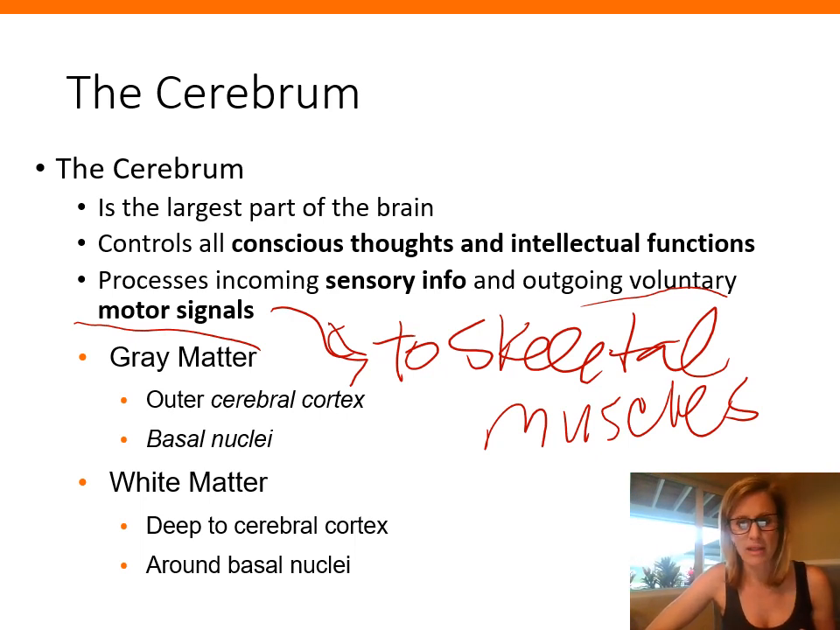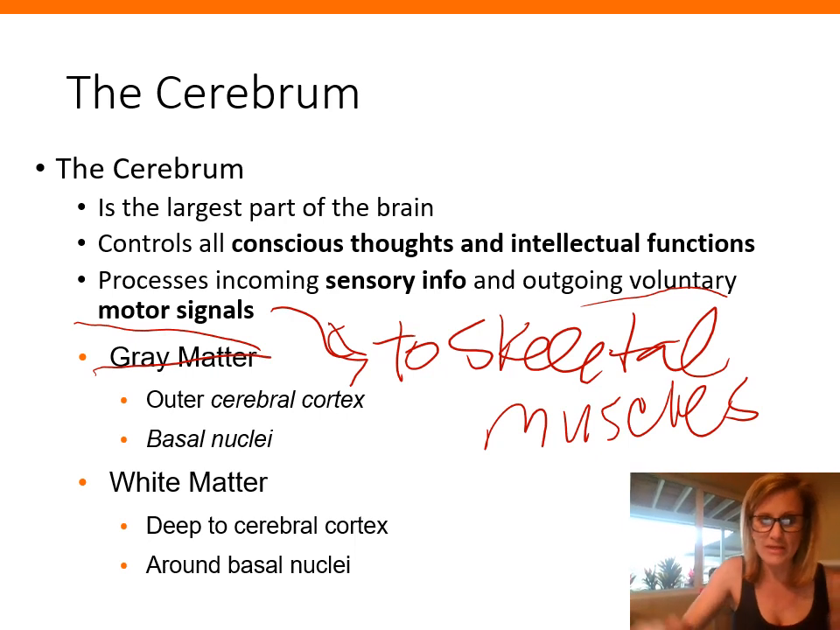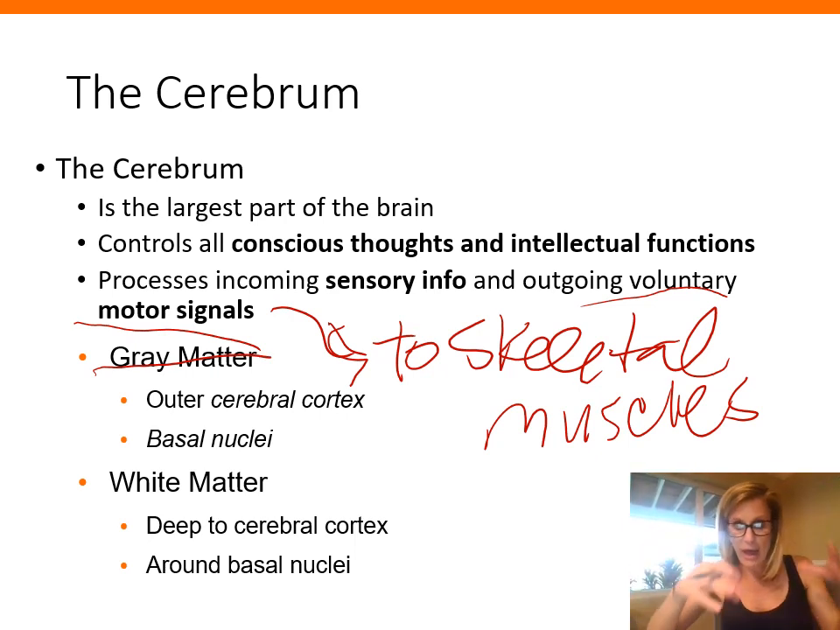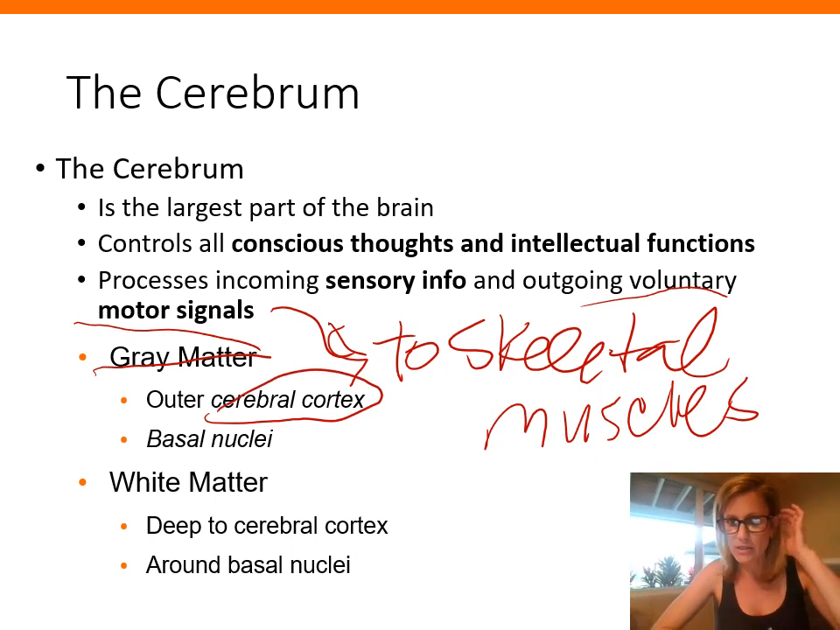Just like with the cerebellum, remember in the cerebellum we saw that the outside was gray matter and then deep inside was white matter. It's the same organization in the cerebrum. So the gray matter of the cerebrum is the more superficial area, the outer area. We refer to it as the cerebral cortex. The outside of the cerebellum is the cerebellar cortex. The outside of the cerebrum is the cerebral cortex.